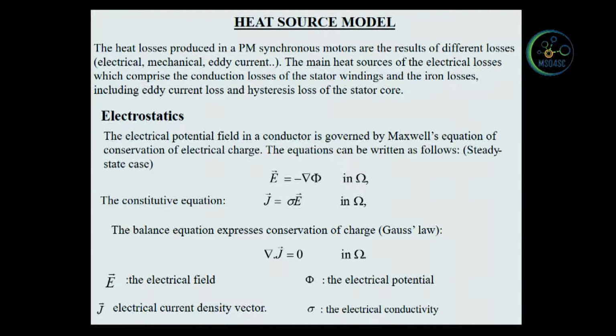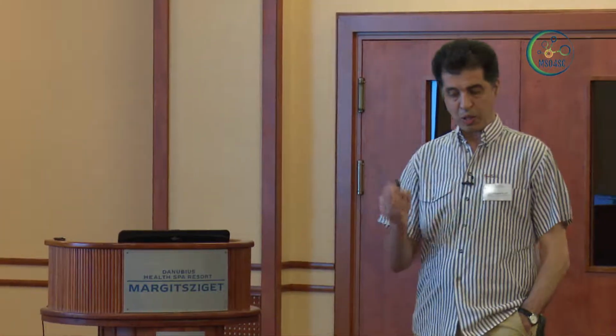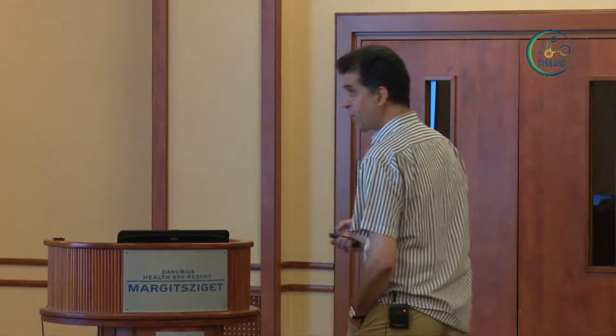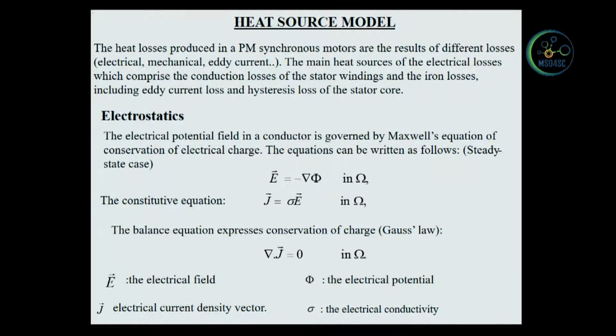Source of model. Here is the method to calculate the losses in the motor. As I said in the 5th slide, we will calculate only the losses coming from the Joule effect. For that, we use an electrostatic model, which means that the electrical potential field in the conductor is governed by Maxwell equations. This equation can be written in the steady state case in this form.